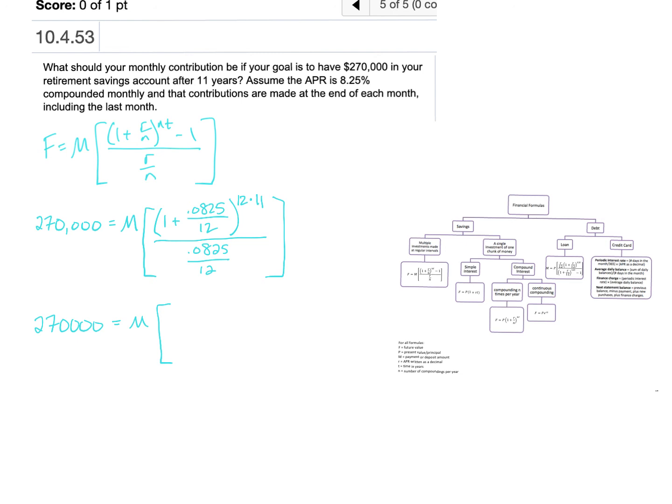So I have 0.0825 divided by 12. I'm going to do that first, and that's 0.006875. So I'm going to add 1 to that. Actually, I'm just going to write it down. 1 plus 0.006875 raised to the 12 times 11, which is 132, divided by, oh, I forgot the minus 1, divided by 0.006875.